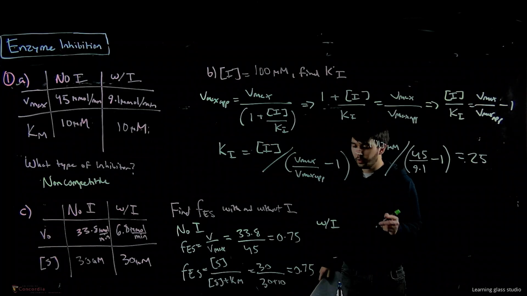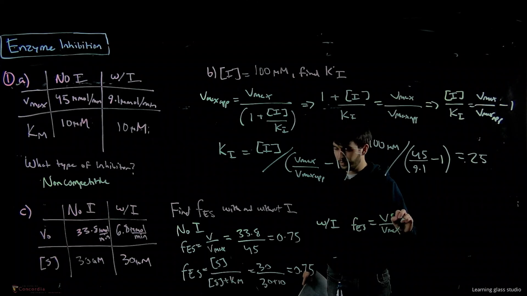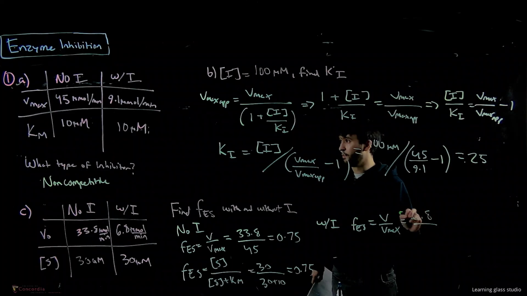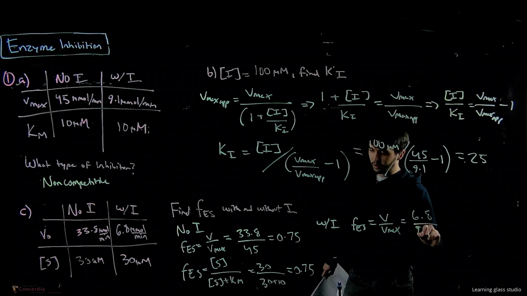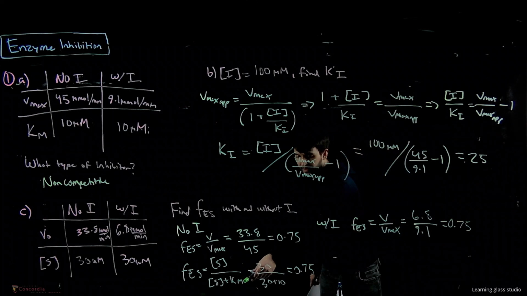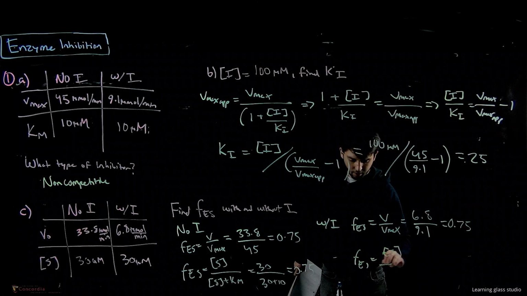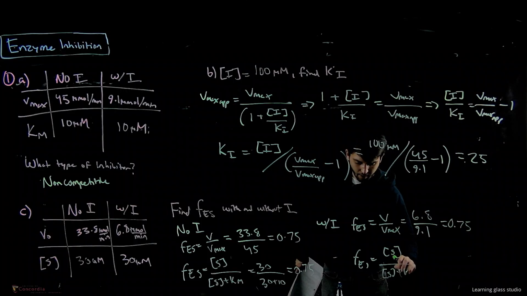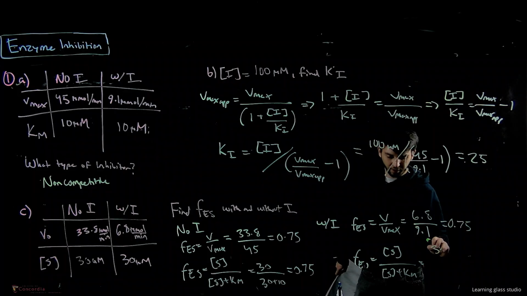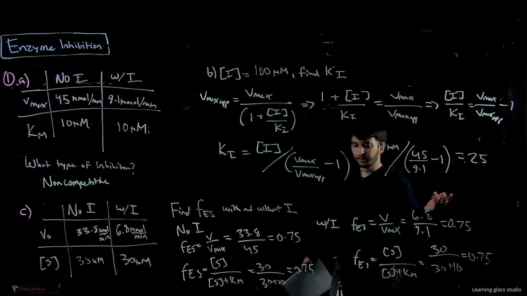You can use either. With the inhibitor, FES is equal to V over Vmax. Okay, so here we get 6.8 over max of 9.1, and we get 0.75. It's the same answer. And if we do this down here, so FES is equal to substrate over substrate plus Km, we see they have the same Km, and the substrate concentration is the same, so we still get 30 over 30 plus 10 is equal to 0.75. Huh, it's all the same.